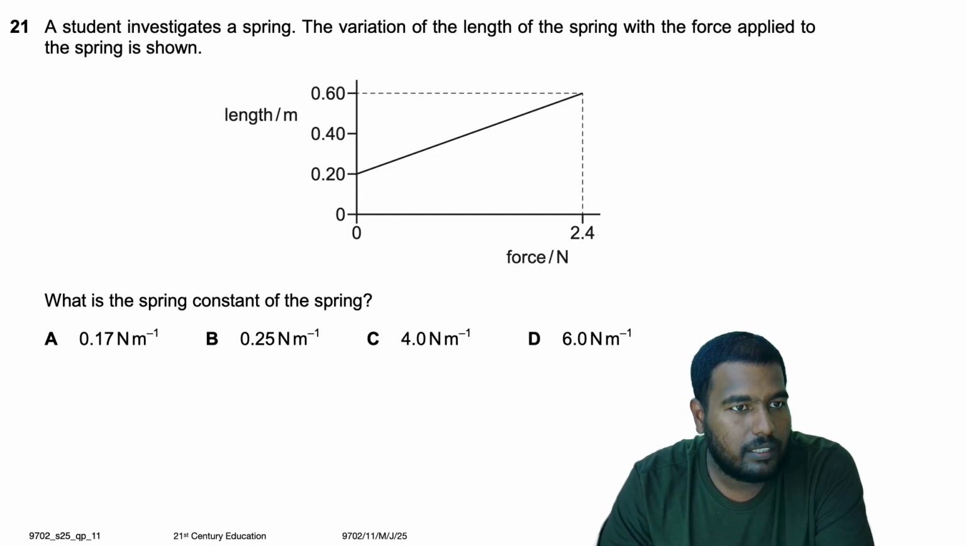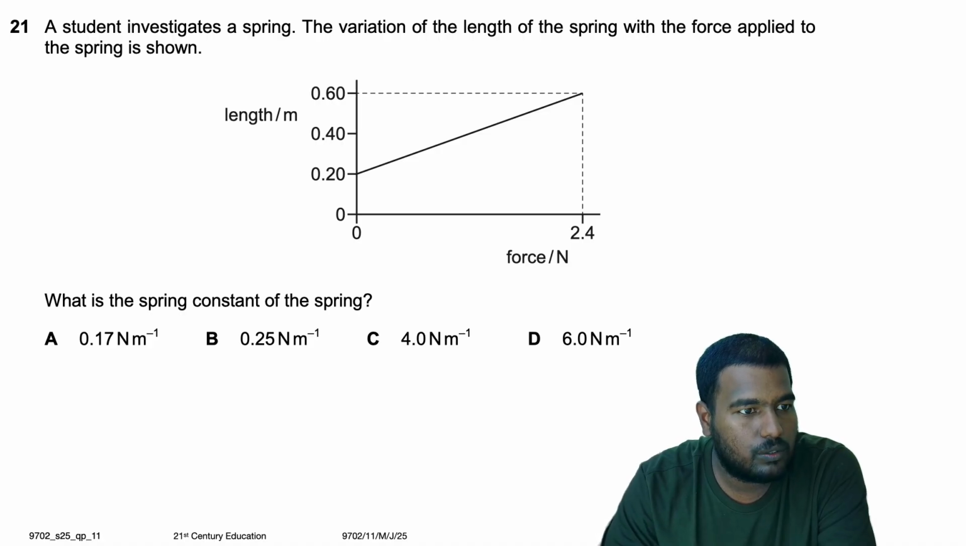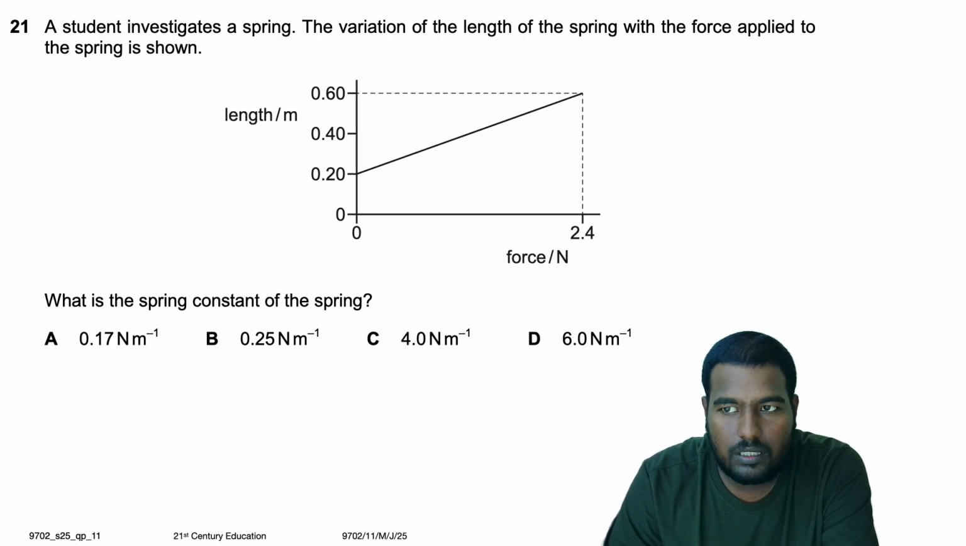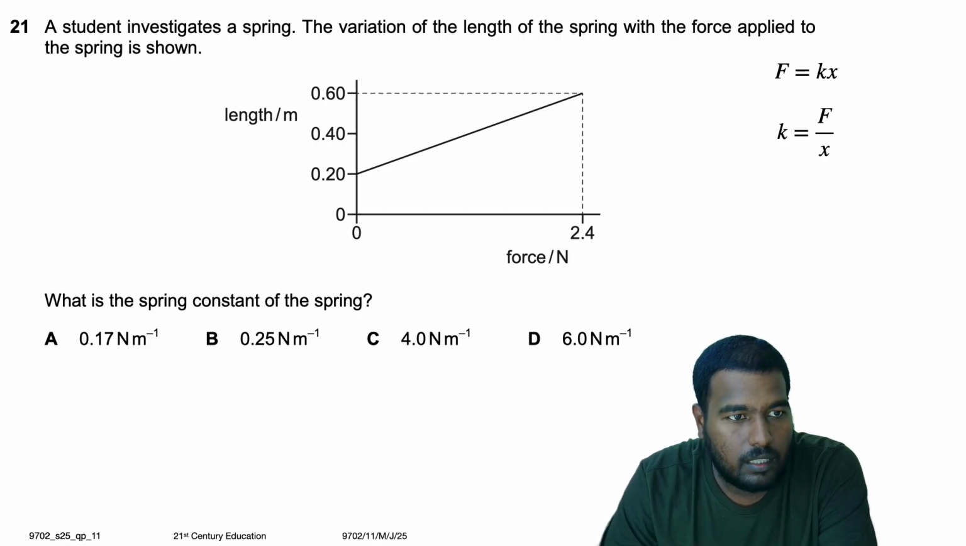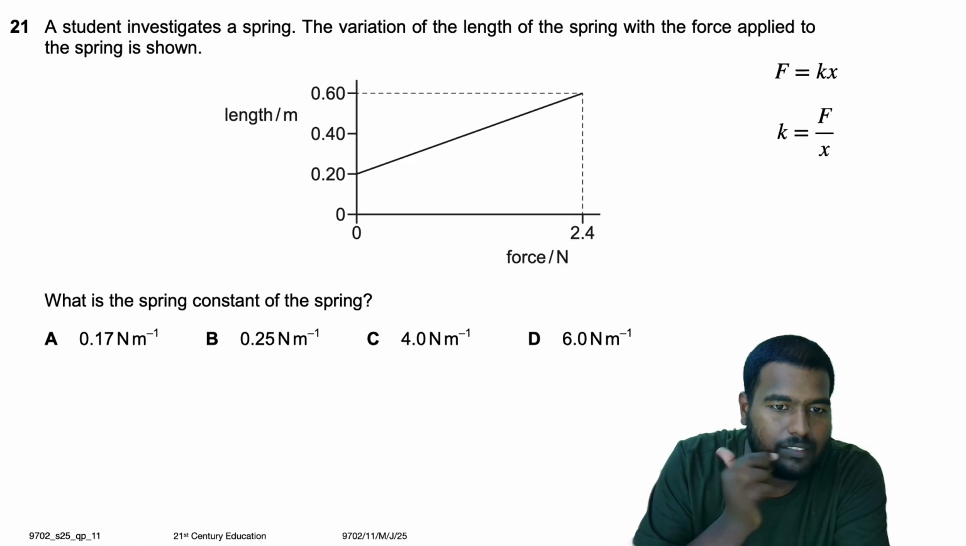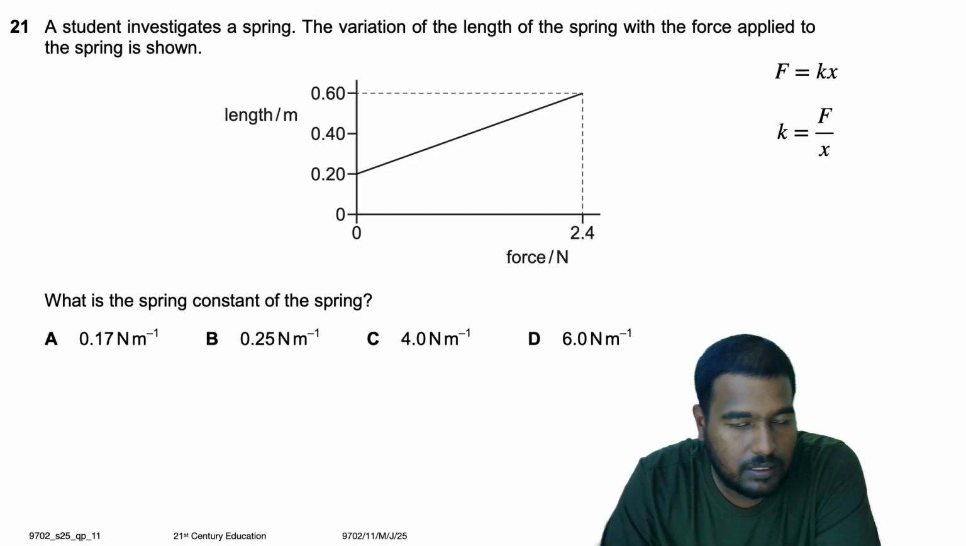A student investigates the variation of the length of the spring with the force applied. The spring is shown. What is the spring constant? Spring constant is F equal to Kx, so K is F by x. We need to find the extension. How do we find the extension? I think the original length of the spring is 0.20 meter, where there is no force. When force is 0, that is the original length of the spring.